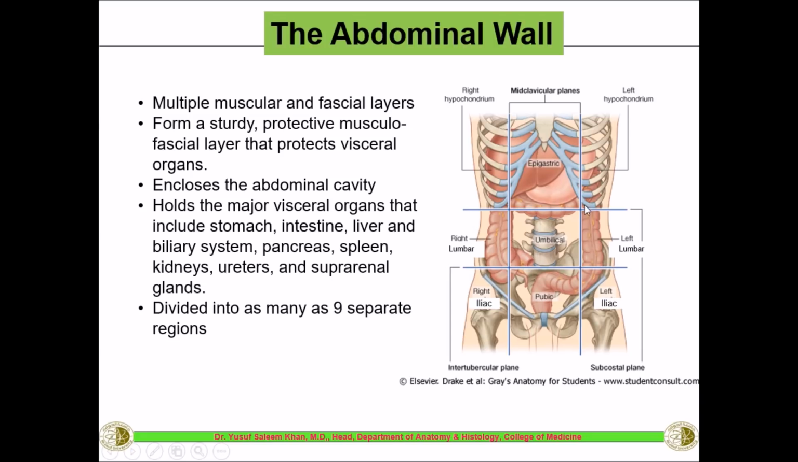Then we have the subcostal plane. These are the 2 horizontal lines, and 2 vertical lines. These are the midclavicular lines on either side. So this will divide the whole of the abdomen into 9 quadrants.